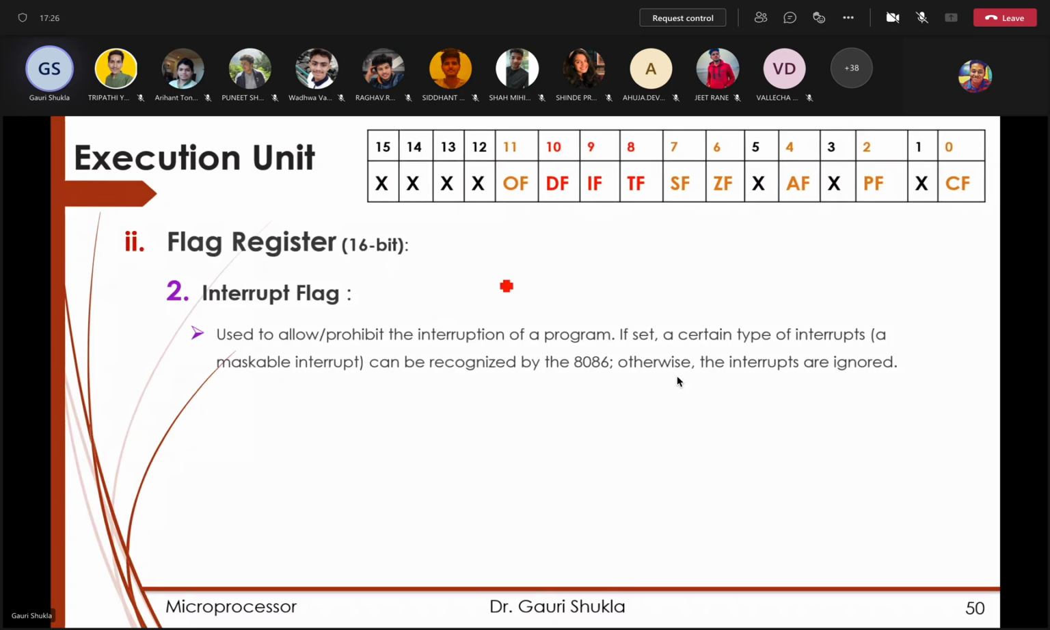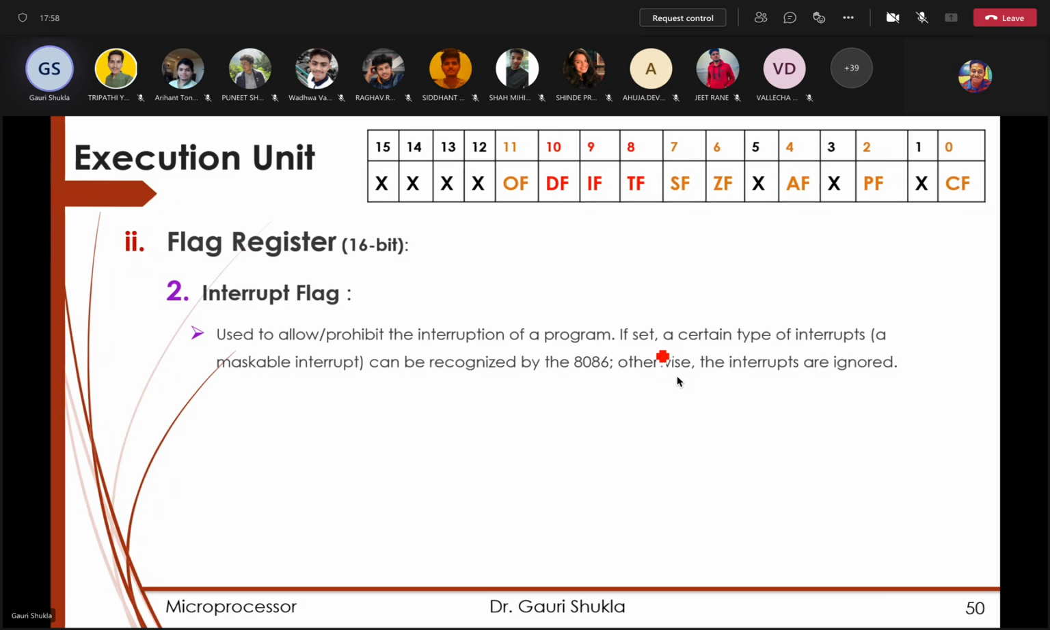Next one is the interrupt flag, IF. It is used to allow or prohibit the interruption of a program. So usually it is 0. When your system is booting, there is always an idle time, if you remember. Even if you press the keys, nothing happens. Why? Because we cannot interrupt the system in between. Your mobile also, when it is starting up, always asks you to wait, right? Okay. So this has to be set.